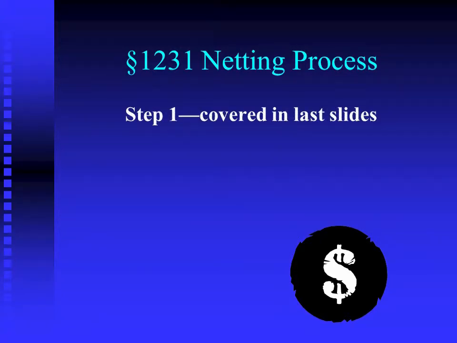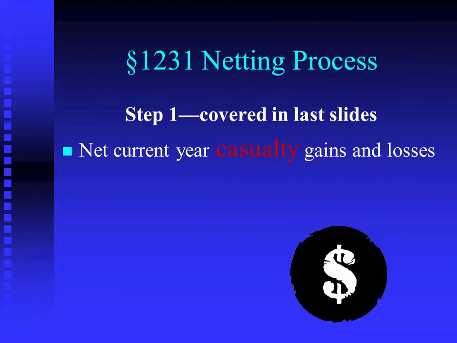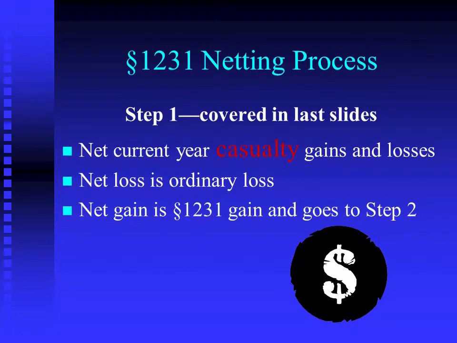So step one, we'll cover that in the last slides. Just note that casualties, once again, your government is on your side. If you net negative, they want to give you the best of all possible worlds, which is an ordinary loss. If you net positive, they're not willing to jump you all the way to capital gains, but they'll characterize you as 1231 gains. So you have the potential of having long-term capital gains if you survive all the rest of the stuff. So we'll look at that, like I said, when we get to the last chapter.